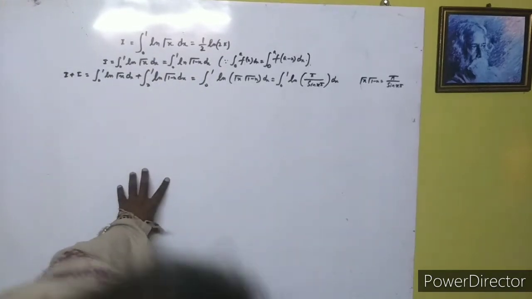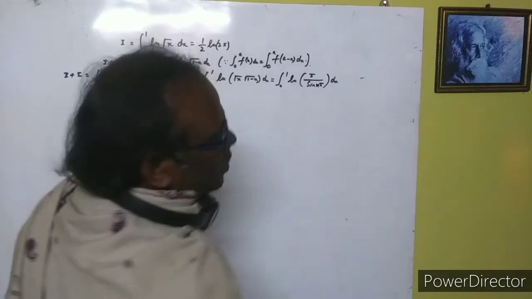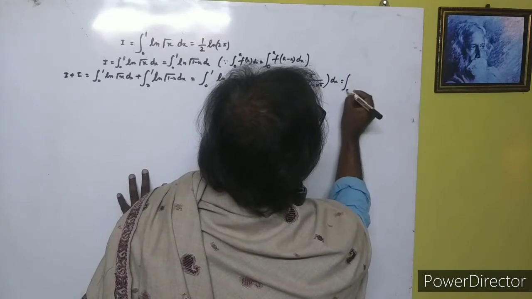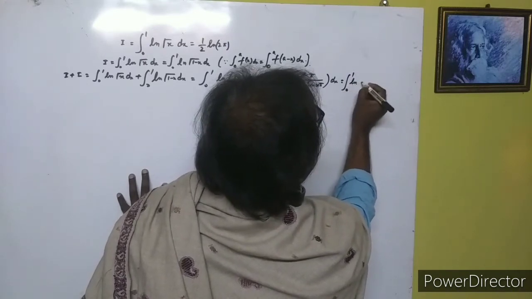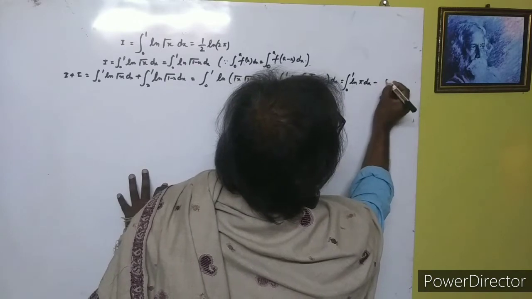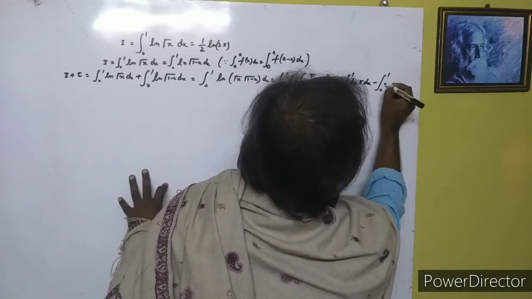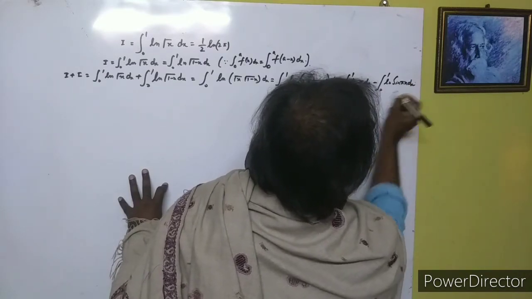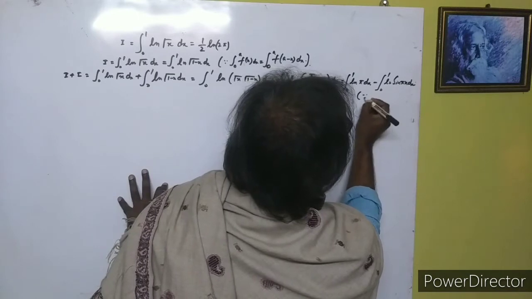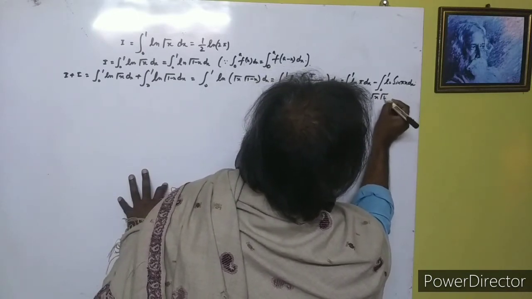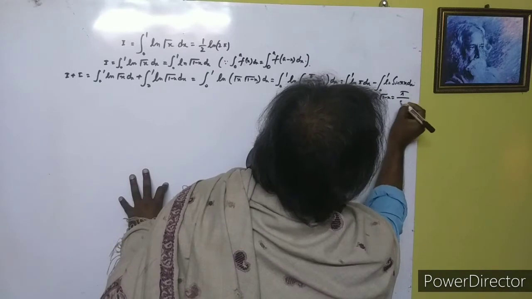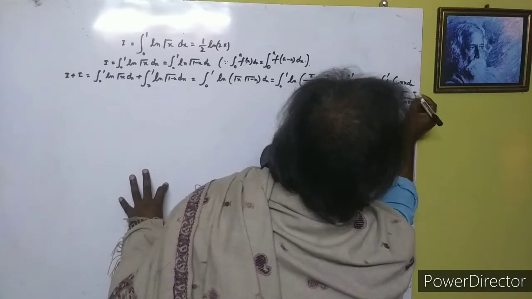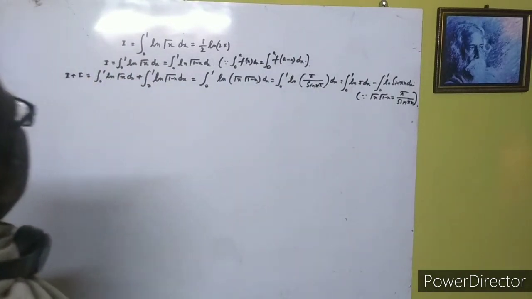We can write ln of pi by sin x pi dx, and that is equal to the integral from 0 to 1 of ln pi dx minus the integral from 0 to 1 of ln sin pi x dx, since gamma x times gamma 1 minus x is equal to pi by sin pi x. This is the formula.